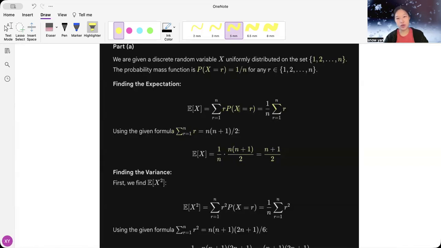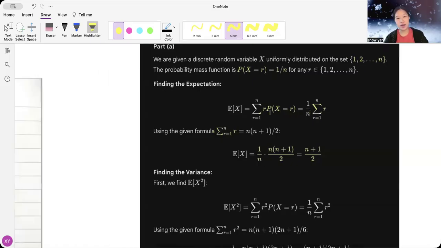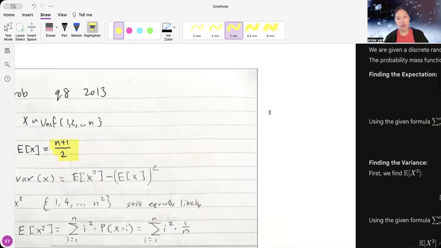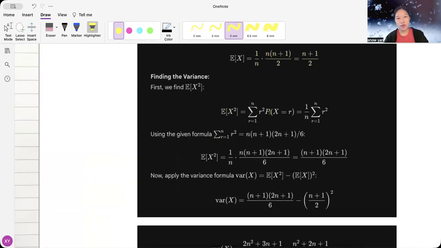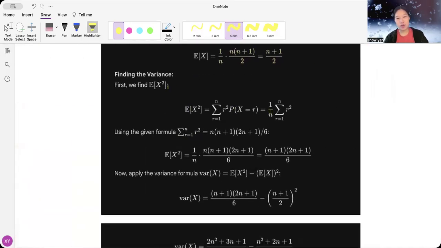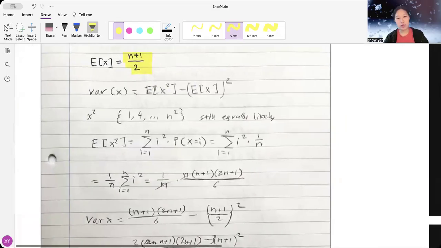Because we have r times P of x, and we know that P of x is always 1 over n, so we just have sigma of r. So that's how we got it. But essentially, I think it's all right because I got away with it. For variance, we know the variance formula; what I did was E of x squared minus E of x squared, right? This thing over here.